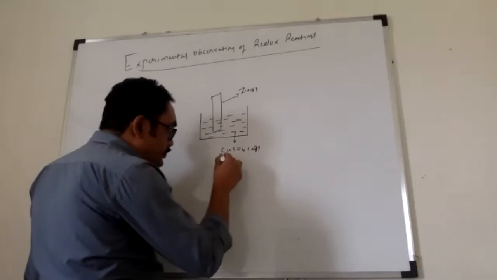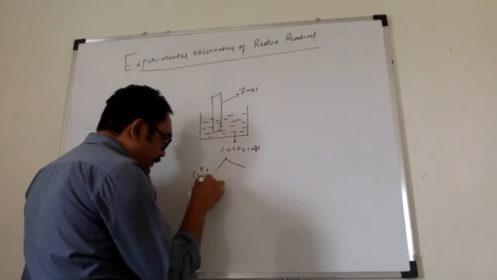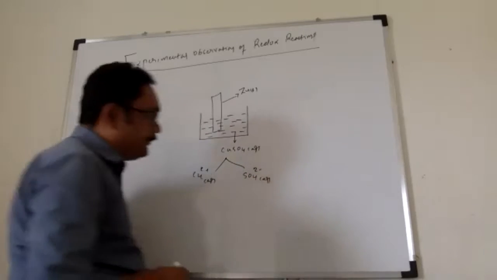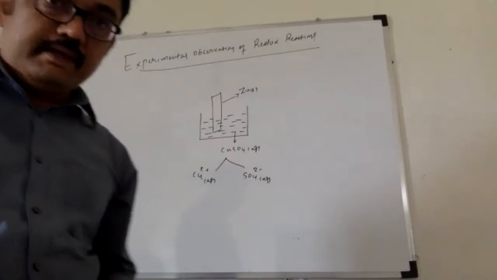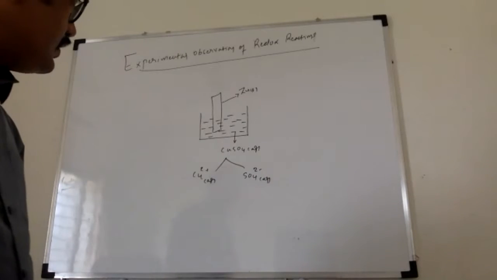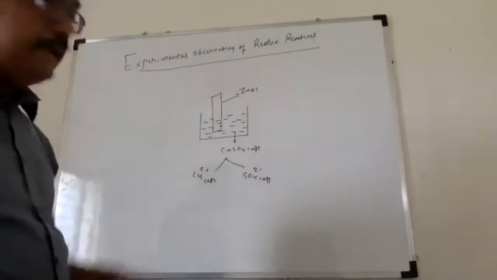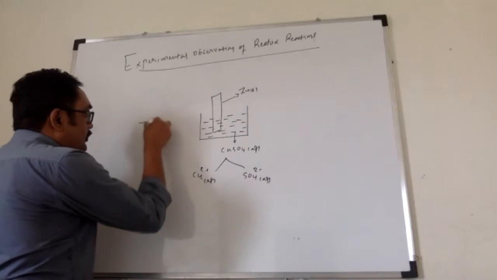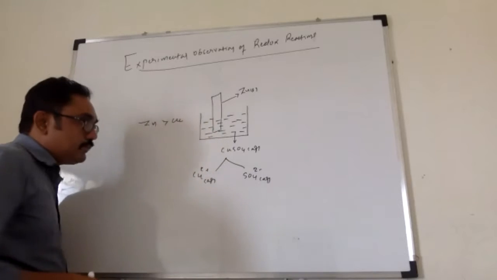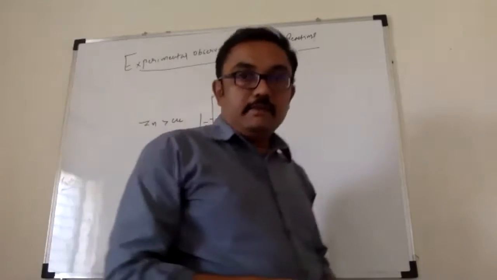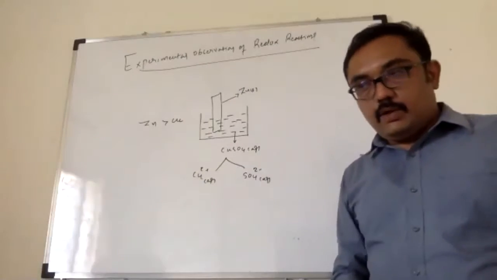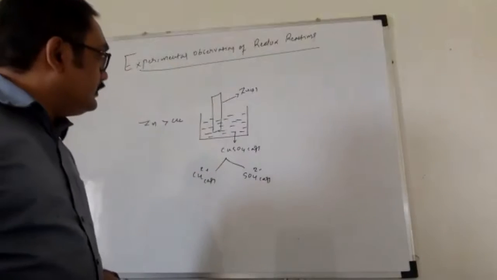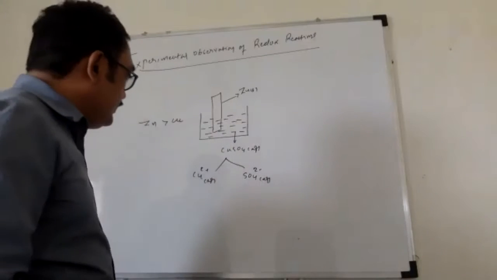Now the copper sulfate solution in an aqueous state has copper ions and sulfate ions. In this solution, the Zn strip is dipped. Zn is more active than copper. In a metal, Zn is more active than copper. Zn can displace the copper ion. So what will happen in this beaker?